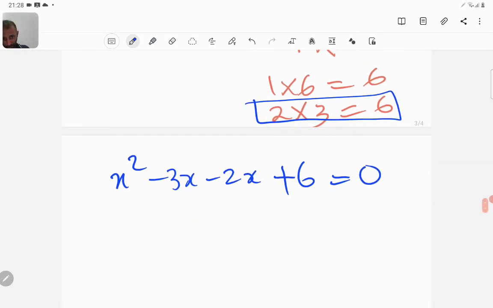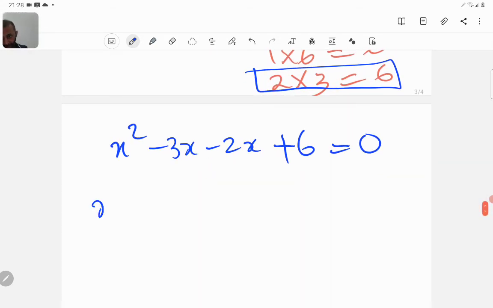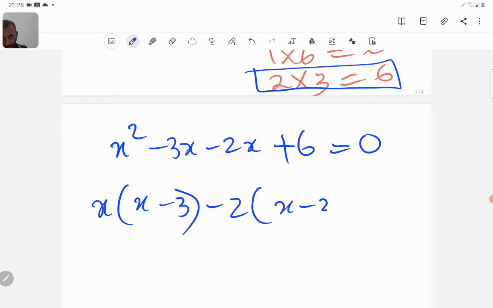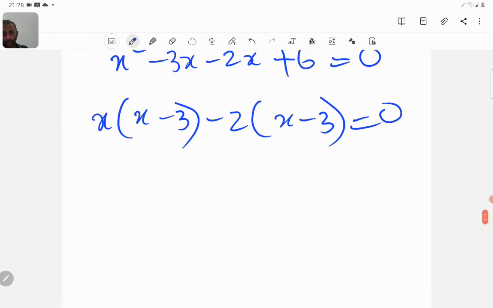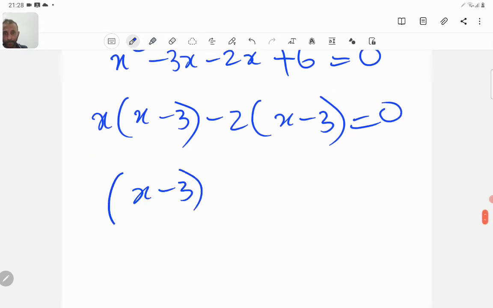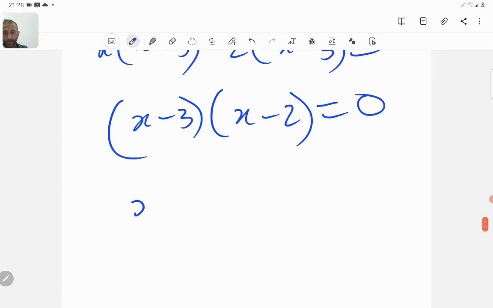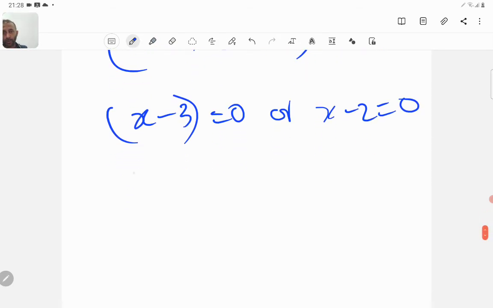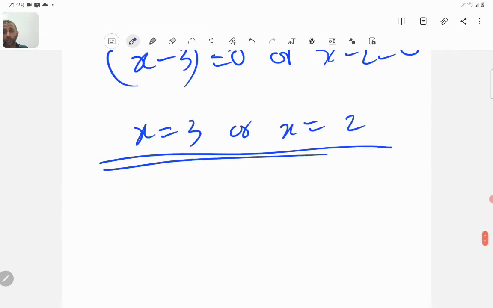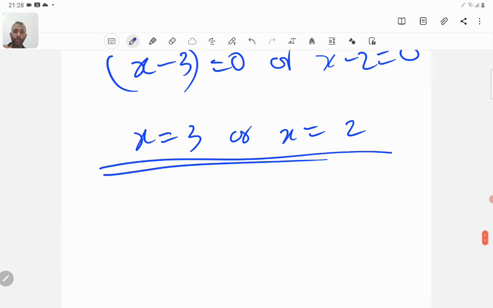Then what do you do? Then we factor: x − 3 and − 2, x − 3 is equal to 0. So (x − 3)(x − 2) is equal to 0. Then x − 3 is equal to 0 or x − 2 is equal to 0. Accordingly, x is equal to 3 or x is equal to 2. See, now we have two positive answers for x.